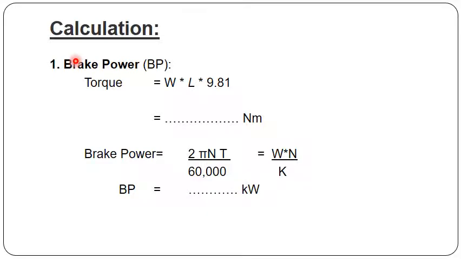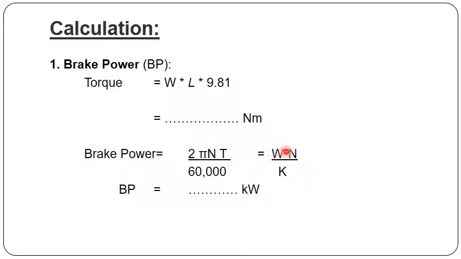Now the first parameter calculated is the brake power. We use a simple expression, 2 pi NT by 60 by 1000, that gives you the value in kilowatt. Torque is calculated using the observation W, that is load, into dynamometer arm length into 9.81. This gives you torque in Newton meter, and you can substitute it here to get brake power. Speed is also measured, so you can easily obtain brake power using the expression 2 pi NT by 60,000.